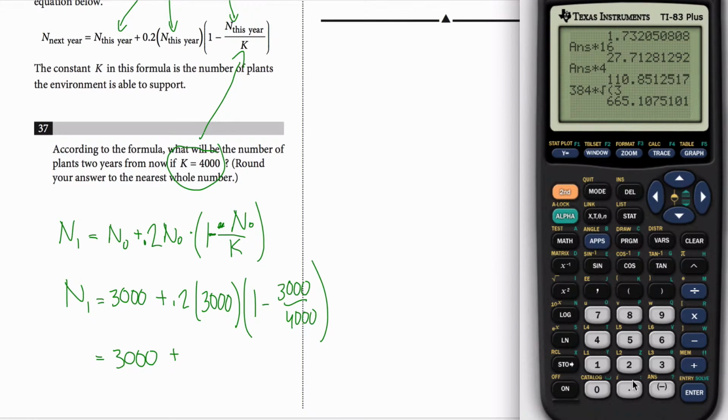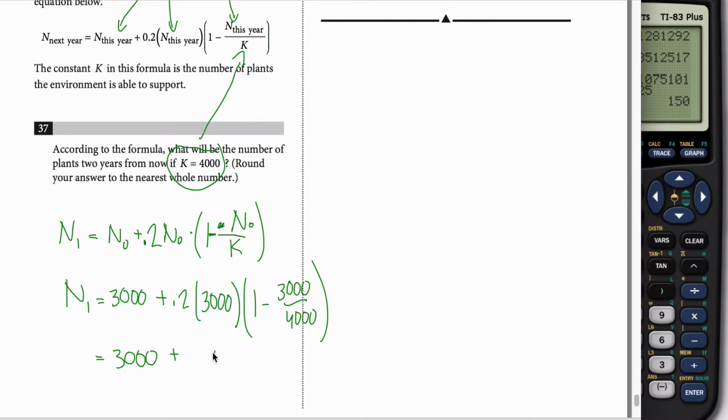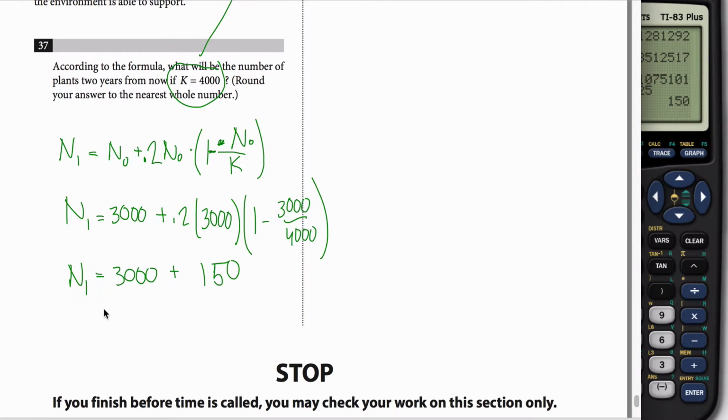So maybe I'll pull out a calculator since you're allowed them on this part. So I get 0.2 times 3,000 times, if you work this out, I think you'll see that it's equal to 0.25. So this entire term is 150. So what I get is that n1 is equal to 3150. But that's not my answer. I want to know n2.